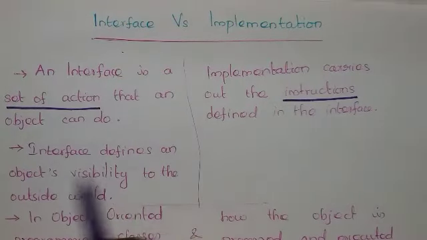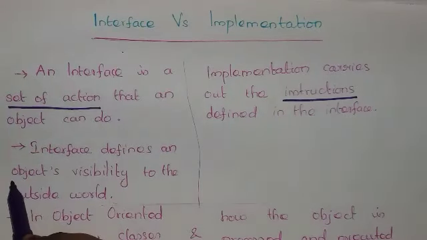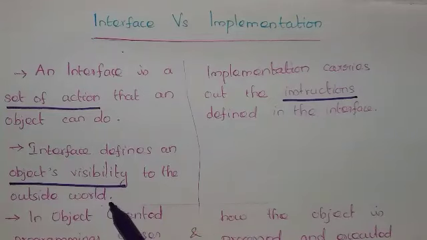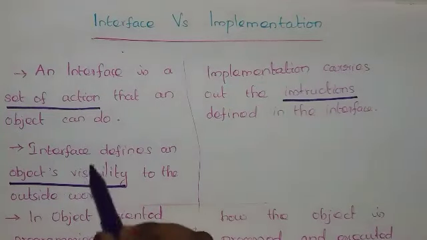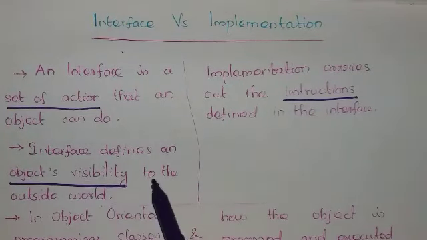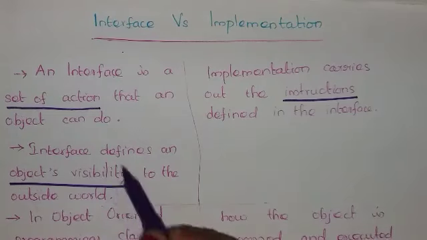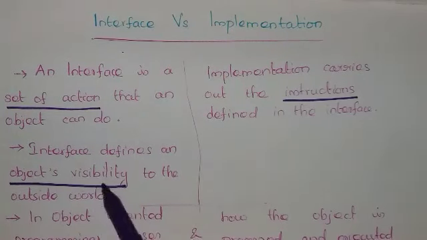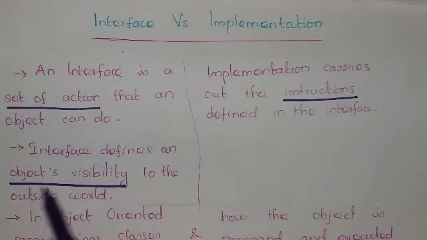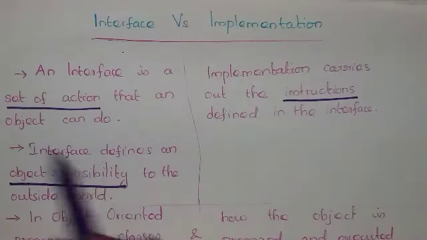Interface defines an object's visibility to the outside world. So here the object can be visible to others, which means the object can be seen by the outside world. So we can also see the object.